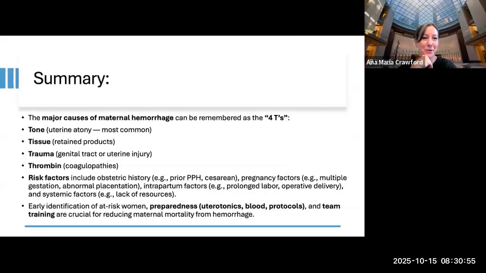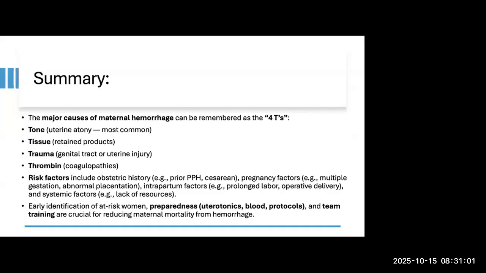Okay, we'll go to the summary slide and make sure we didn't miss anything. So it looks like 4Ts, great. Yeah, the 4Ts, so tone, tissue, trauma, thrombin. And then we also need to think about what are the risk factors. Is this a patient who has had a previous obstetric history of prior PPH? When you have a previous history of PPH, you could end up having severe PPH in your other pregnancy. Also having a history of cesarean section is a risk factor. We have the pregnancy factors where we are looking at multiple gestation. Multiparity also is a risk factor.